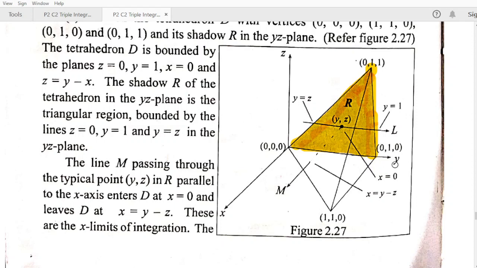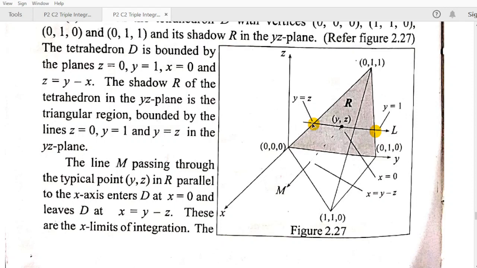So first we have to find the limit of y. We will consider a line L passing through the region parallel to the y-axis to find the limit of y first. Observing this line, we will find the limit of y. We see that this line enters this region at this point and exits the region at this point. So these 2 points determine the limit of y.